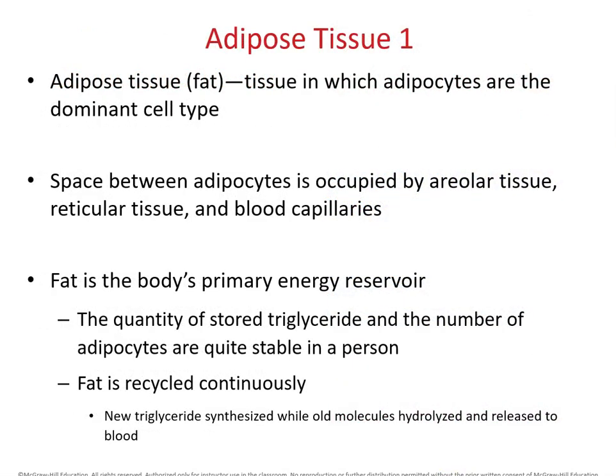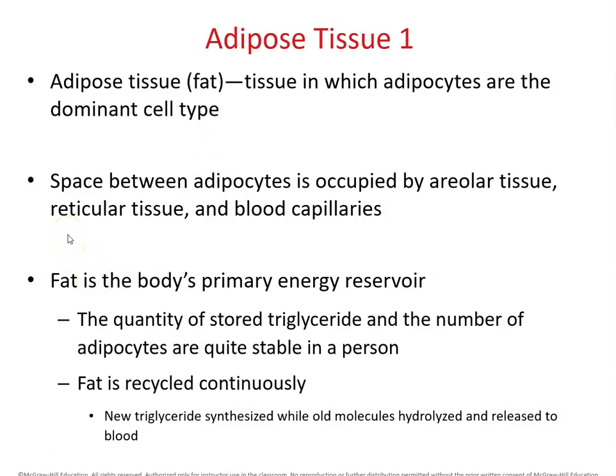Okay, so now we're going to go through some of the individual types of connective tissue. We're starting with adipose tissue. Another word for adipose tissue is fat tissue. Adipocytes are fat cells, and they're the main type of cell in adipose tissue. In between individual adipocytes, we're going to find areolar tissue and reticular tissue, so that loose tissue.